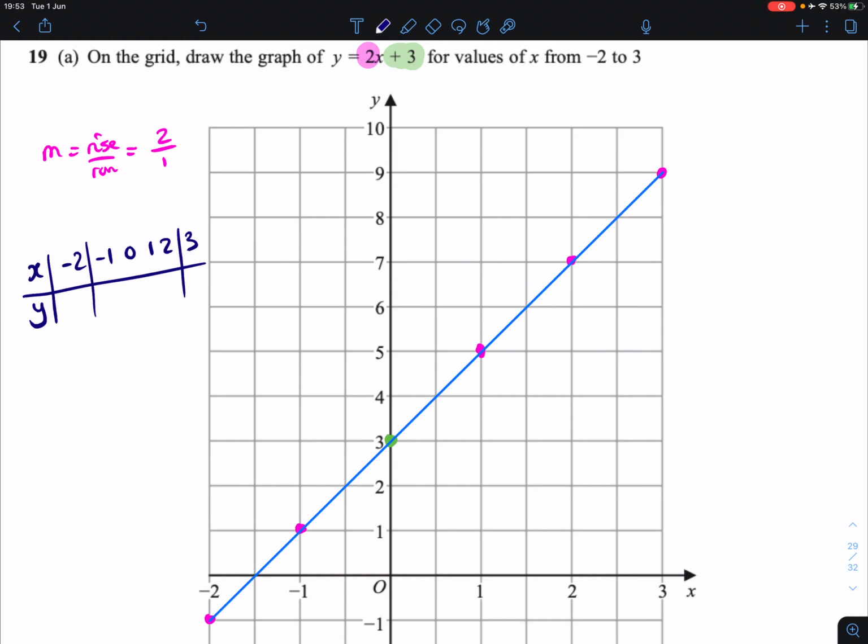Minus 2, if you plug it into this formula here, you'll end up with minus 1. If you plug 3 in, you're going to end up with 9. And then you could plug 0 in to get 3. By plotting that point, and that point, you'll still get the same straight line. And of course, the more of these you figure out, the safer you are in terms of knowing that you've got the exact straight line. But in any case, that is the straight line for part A, y equals 2x plus 3, which I'm just going to label given the question that's coming.